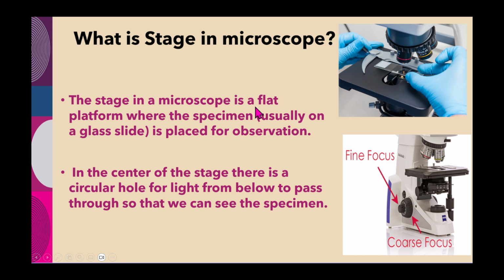So the stage is a flat platform. In the center of the stage there is a circular hole for the light from below to pass through, so that we can see the specimen. This is the light source. When light passes through from the lower portion, it comes to the specimen and we can see it with the help of, first of all, the objective and then the eyepiece.